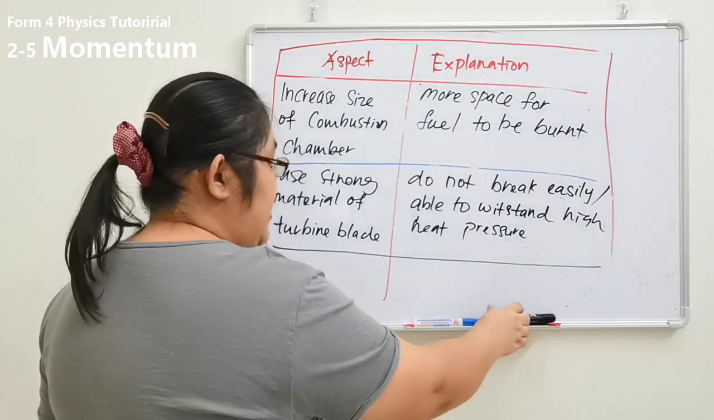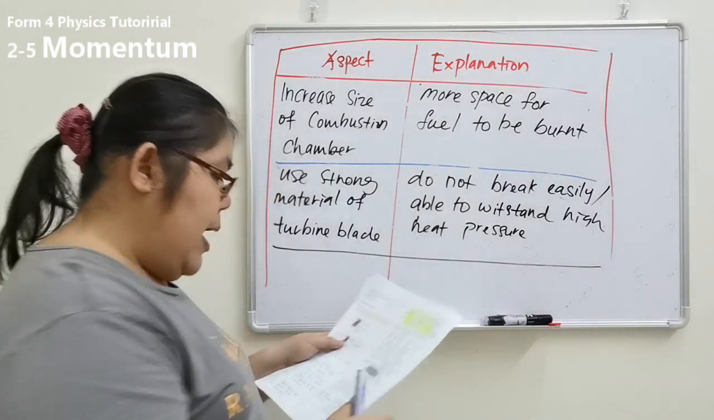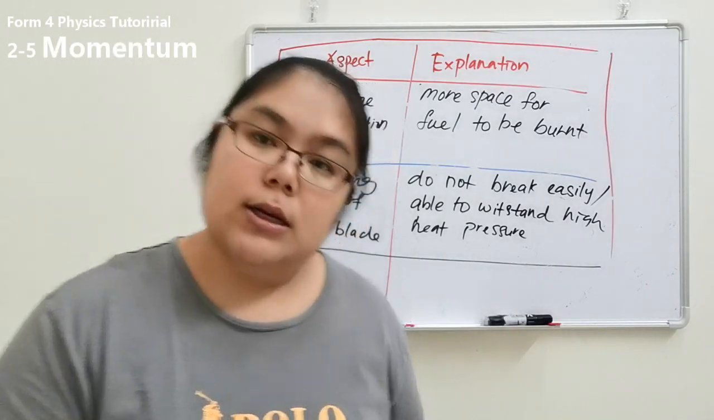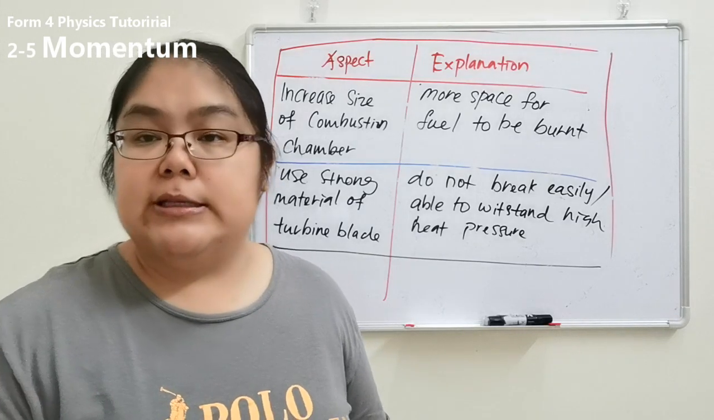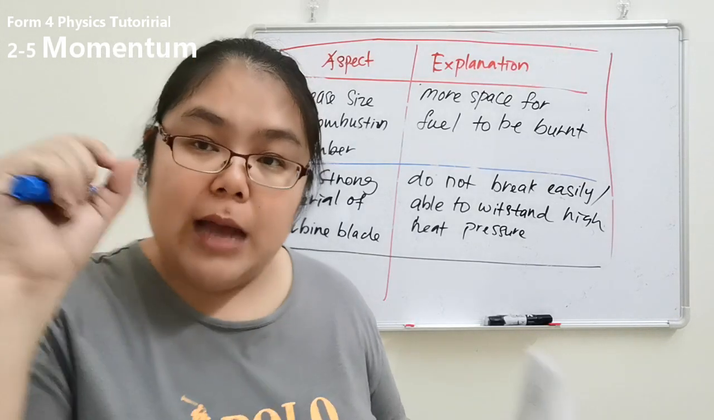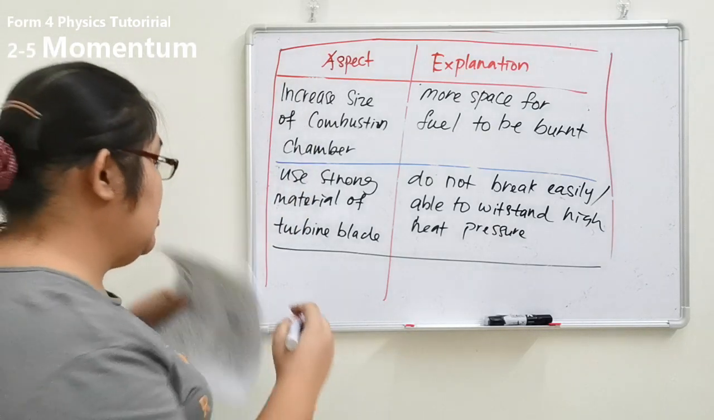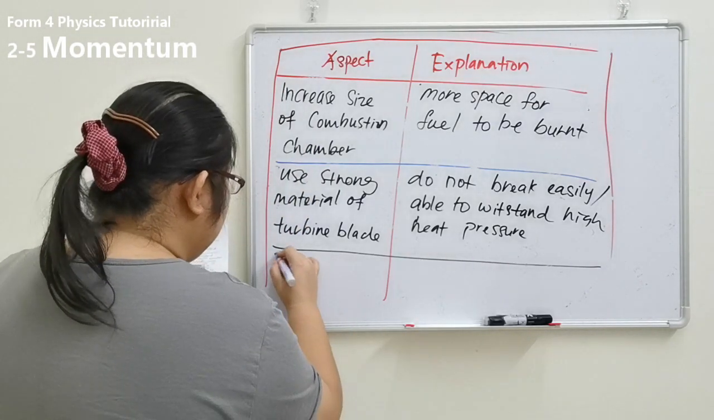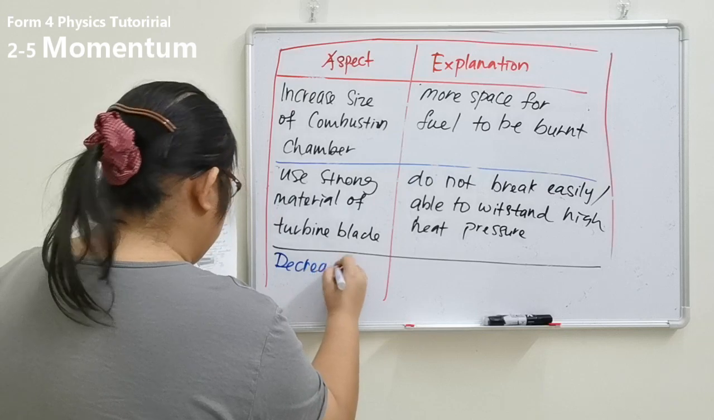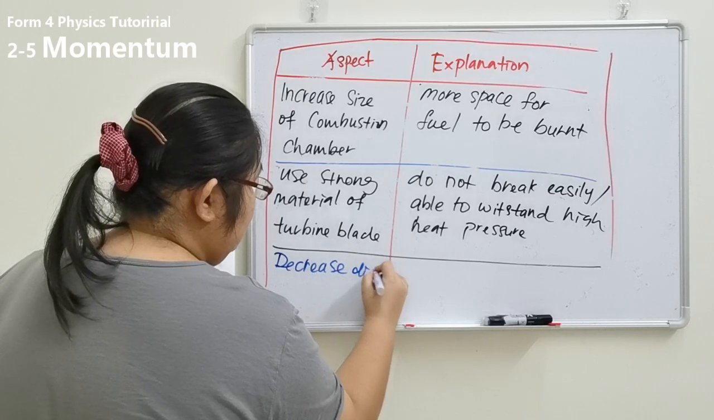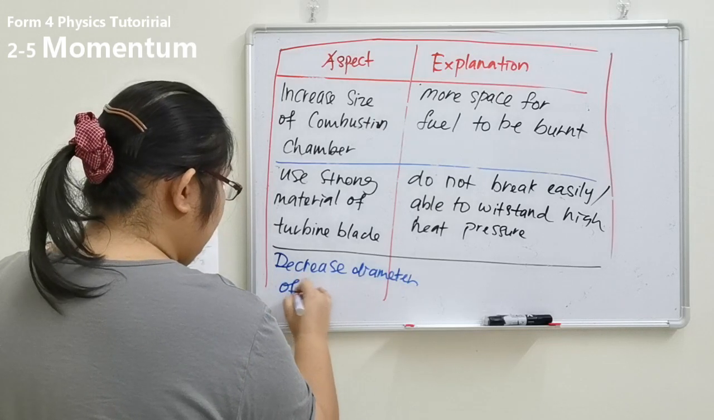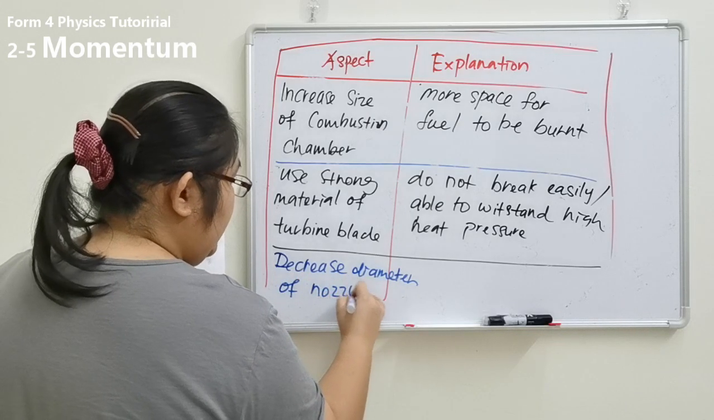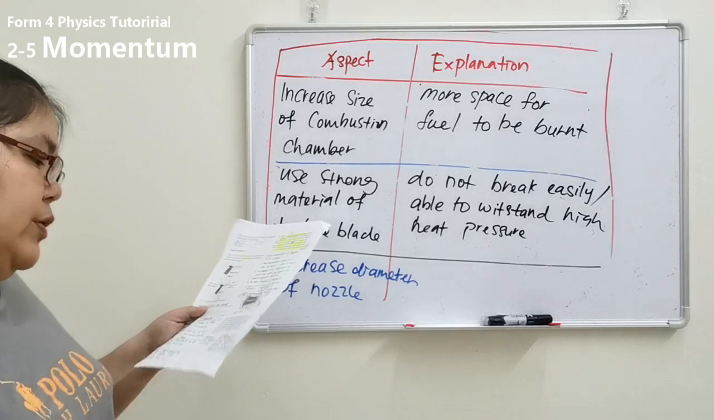Okay, now we go to the last one, which is the nozzle. For the nozzle, you want to create high speed, so the size must be small. The diameter of the nozzle becomes smaller. So you can write decrease diameter of nozzle.